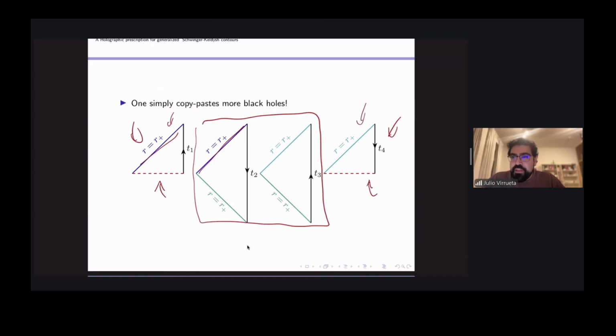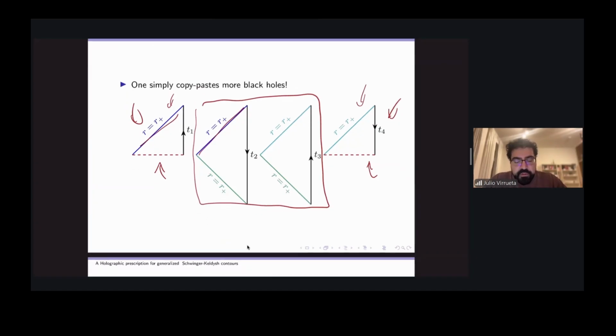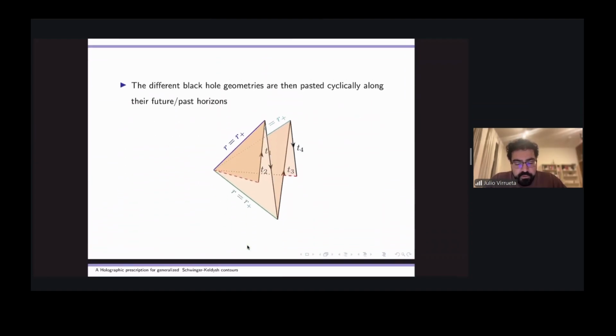Also, we never consider putting sources. We will always put them in the real parts of the contour. One could, in principle, put sources in the Euclidean segment and prepare some kind of excited state from the thermal state. So this construction, in principle, holds for all of those situations. But I will just consider the simple thermal state. So here is how it more or less looks once you copy paste all the black holes. So you have your four copies of the black hole pasted together in a particular way.